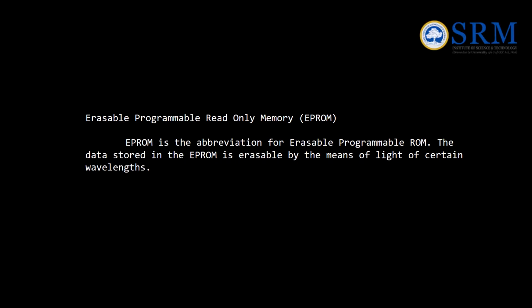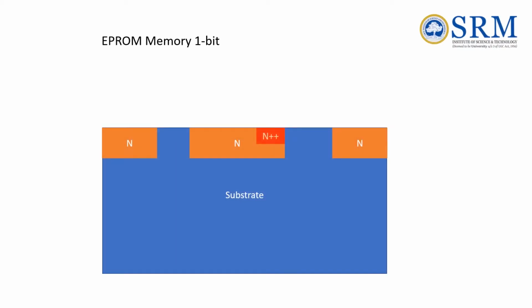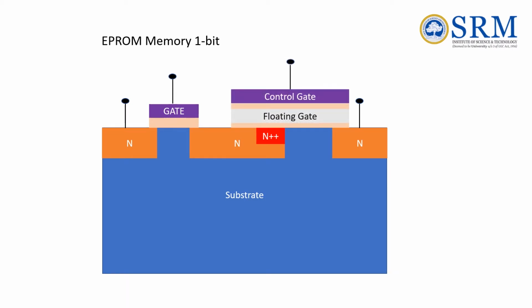Now let's talk about EPROM. EPROM is the abbreviation of erasable programmable ROM. The data stored in EPROM is erasable by means of light of certain wavelengths. In an EPROM, the cell at each intersection has 2 transistors. The 2 transistors are separated from each other by a thin oxide layer. One of the transistors is known as the floating gate and the other is known as the control gate. The floating gate's only link to the row, which is called a word line, is through the control gate.